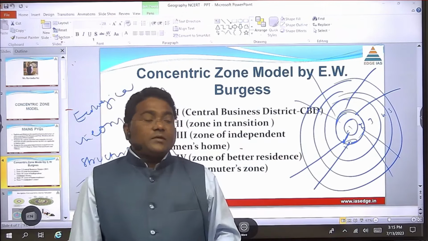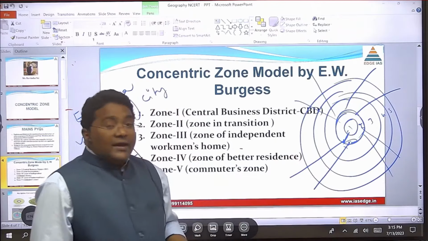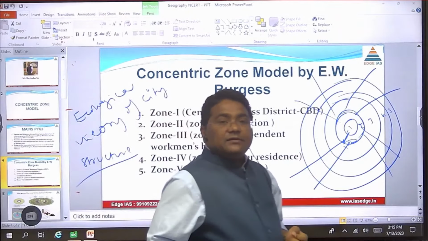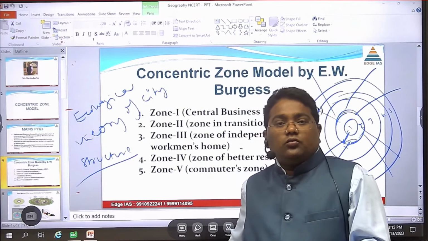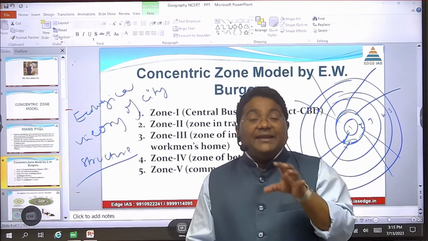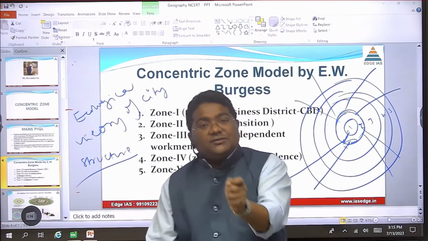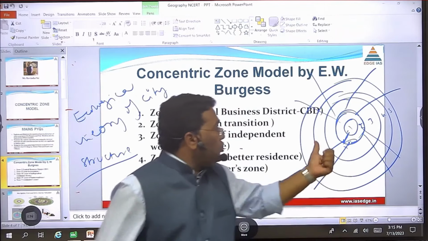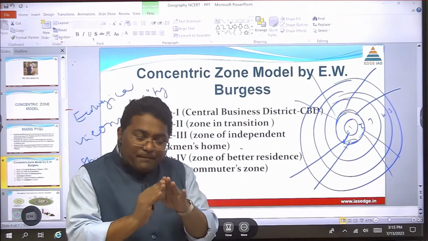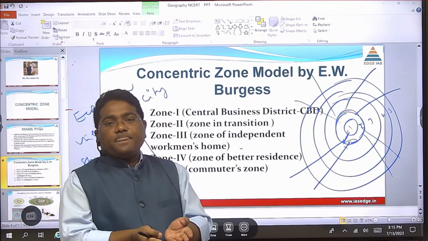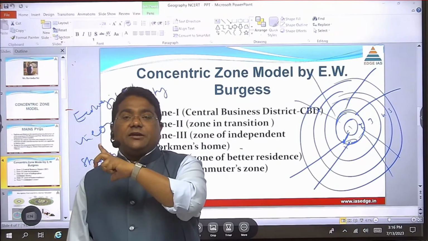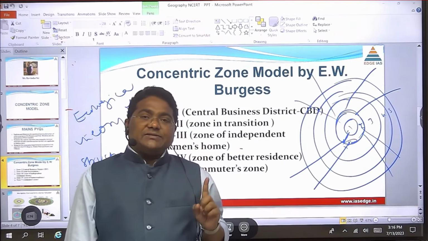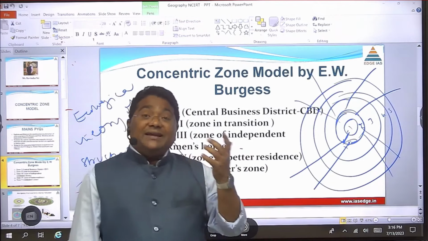Then zone 3, where workmen are present. Why are they present? Because it is very close to zone 2. Zone 3 is more suitable, with planned flats. Here heavy industries are present: in zone 2, light industry; in zone 3, heavy industries are present.